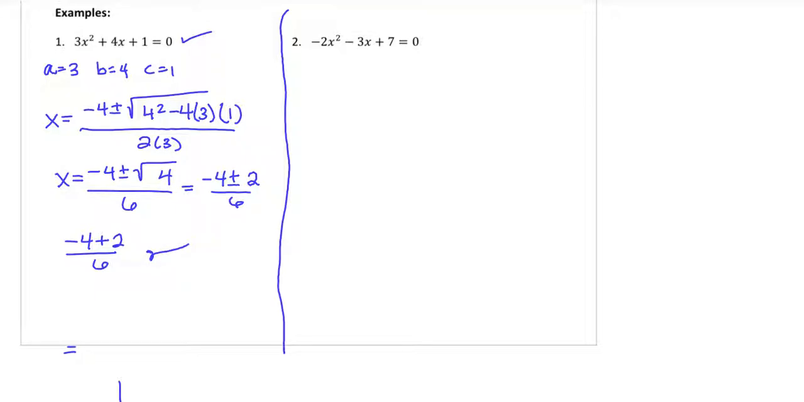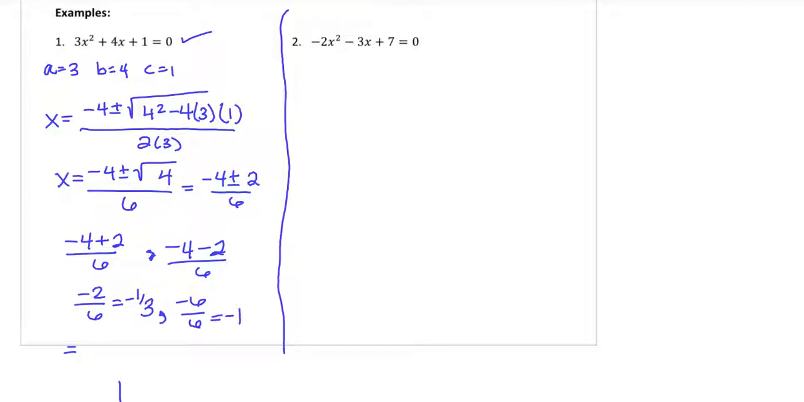And -4 minus 2 all over 6. So just do the math. -4 plus 2 is -2 over 6, which is -1/3. So that's one of my answers. And the other one, -4 minus 2, is -6 over 6, which is -1.